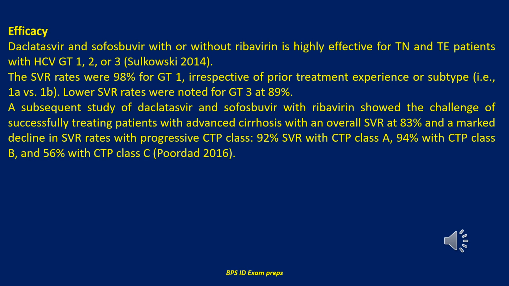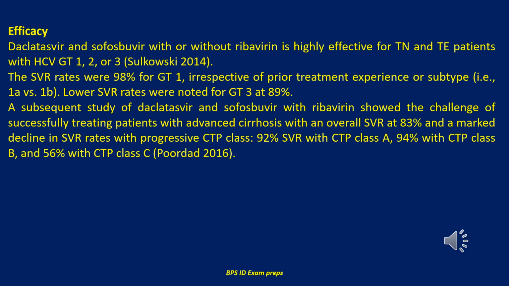Regarding their efficacy, daclatasvir and sofosbuvir with or without ribavirin is highly effective for treatment-naive and treatment-experienced patients with HCV genotype 1, 2, or 3, according to Sulkowski 2014. The SVR rates were 98% for genotype 1, irrespective of prior treatment experience or subtype, i.e., 1A versus 1B. Lower SVR rates were noted for genotype 3 at 89%.